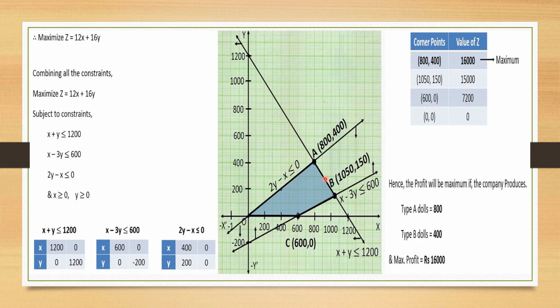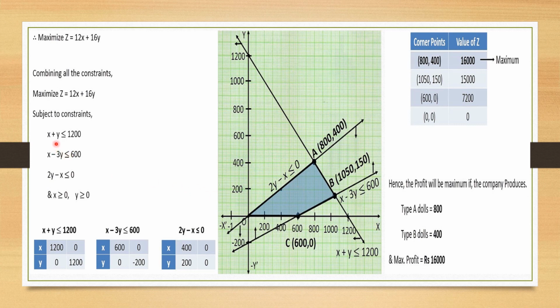This is the line for x plus y less than or equal to 1200, and this is for x minus 3y less than or equal to 600. So shading towards this side, and for this, shading towards this side. Now this line again has divided it into two portions. So again I'll take a point here and find which point is satisfying all the conditions. Let me take one point from here, say 600, 200.